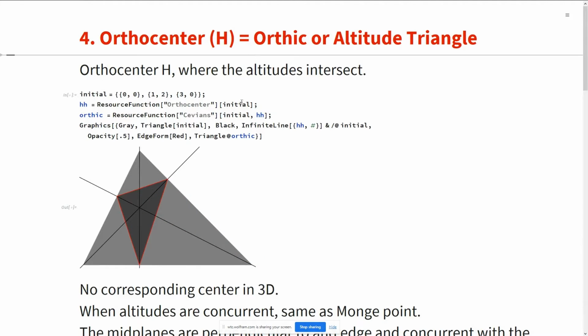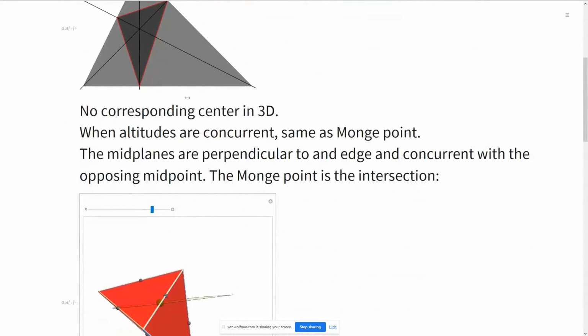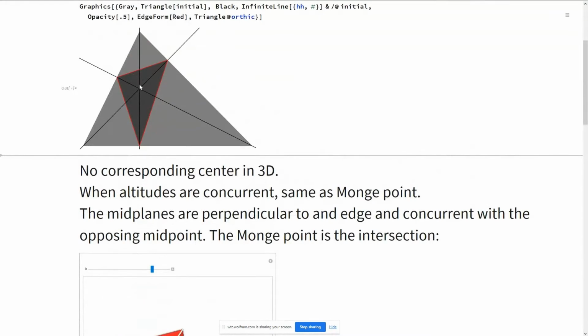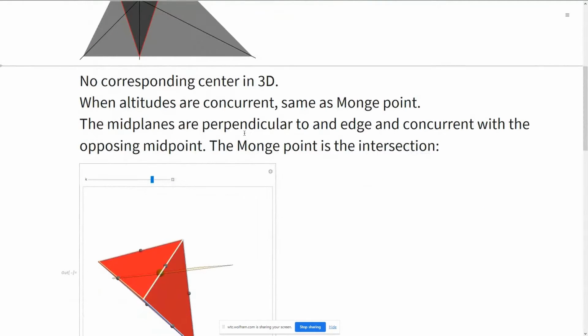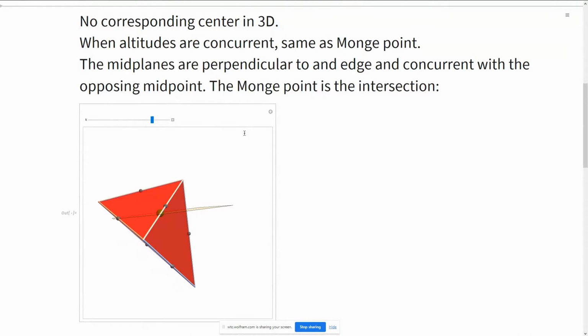The orthocenter is where the altitudes intersect, and you get the altitude triangle in red. However, there's not a corresponding center. This place where the altitudes intersect, they can intersect at something called the Monge point.